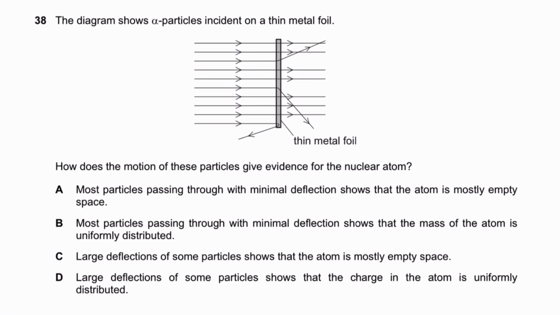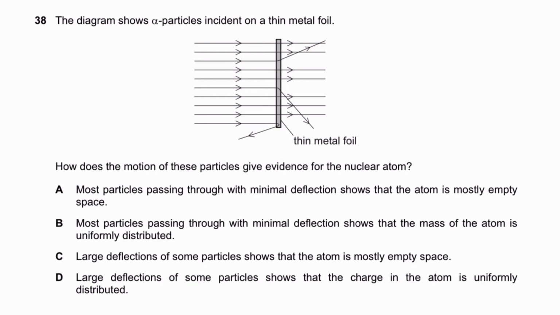38. The diagram shows alpha particles incident on a thin metal foil. How does the motion of these particles give us the evidence for a nuclear atom? If we did not have a nuclear atom or positive nucleus, the particle would move straight, but it did not. It was repelled due to the positive nucleus of the atom and moved in a different direction.